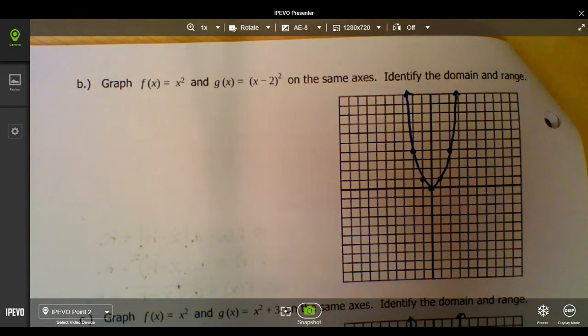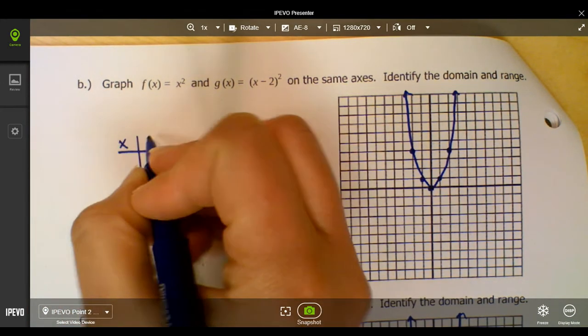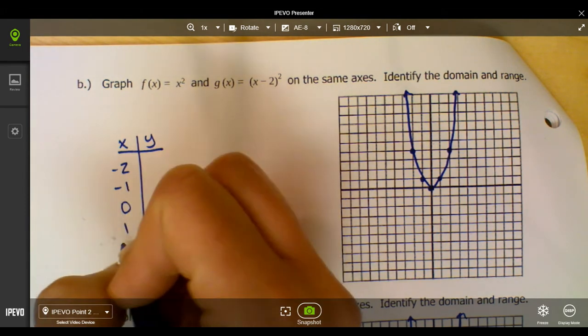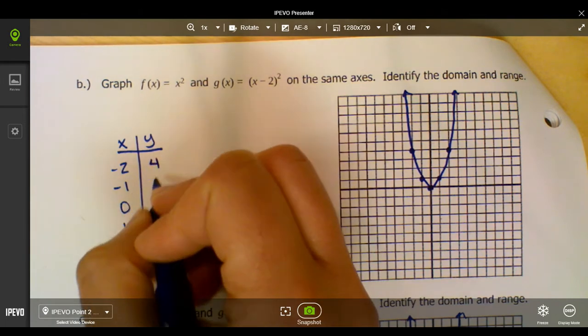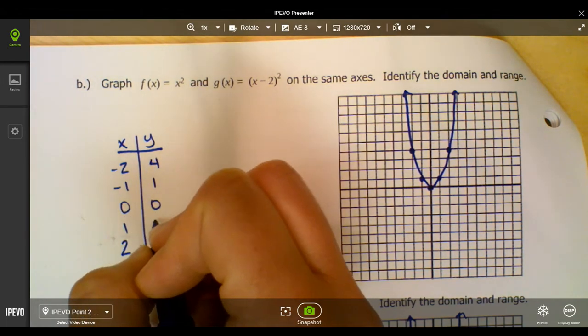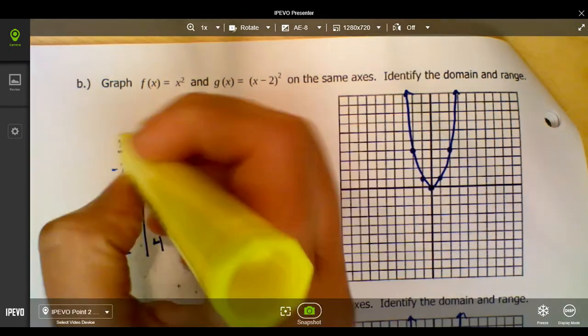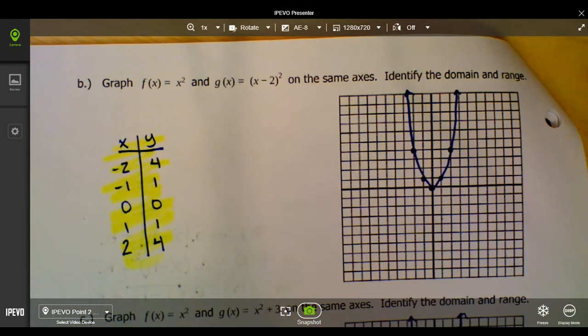One of the ways that I like doing this is I always like referring back to my parent table. So our parent table for quadratics was -2, -1, 0, 1, 2, which means my y's were 4, 1, 0, 1, 4. All right, that's my parent function. That's where I'm always going to start. If you want to, there's going to be 3 parent tables, so highlight this one, it's for quadratics.